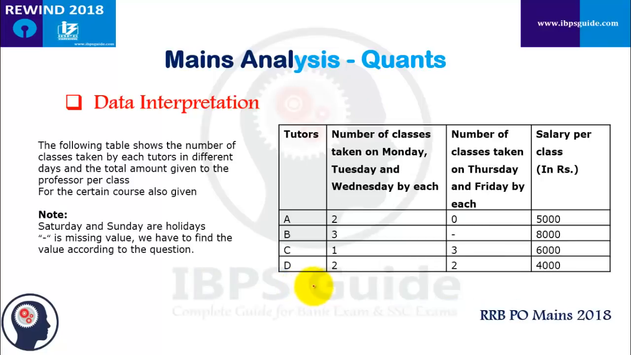Okay, now let's move toward another table DI. You can see the table DI. This question is from RRB PO mains 2018. The framing of the question is very time consuming, and this is a missing DI. Missing DI also, table based plus missing DI.